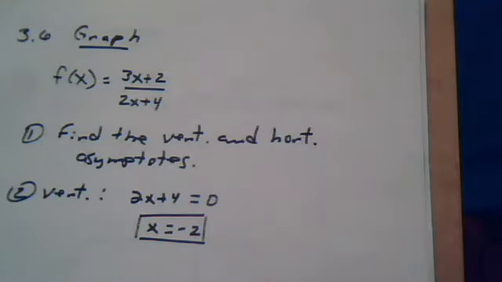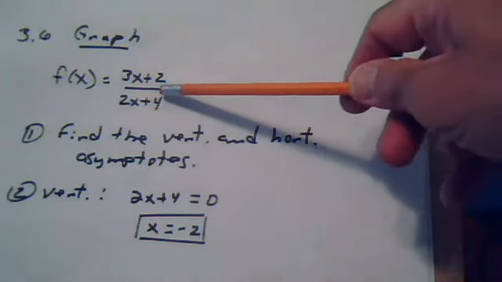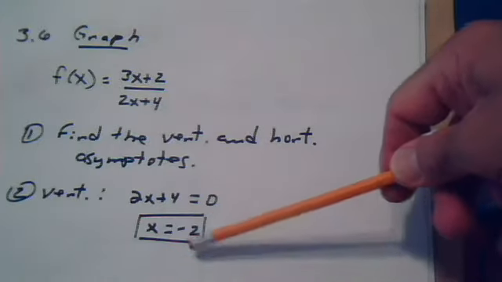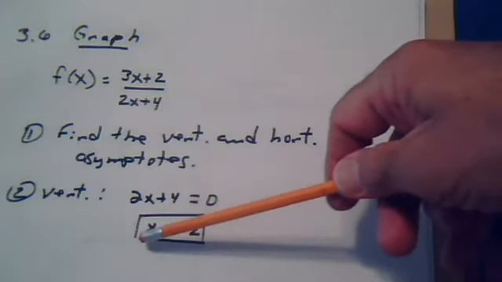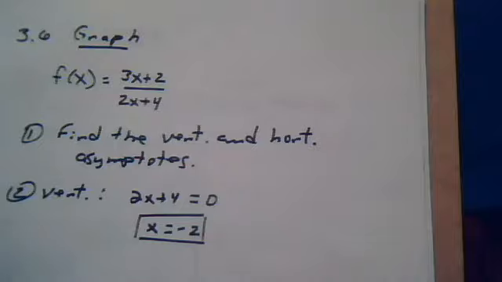Now that we know how to find them, we go ahead and graph the rational function. You graph it like any other one, but these will have those extra steps of finding the vertical and the horizontal asymptote. So let's find the vertical asymptote. You set the denominator equal to 0 and solve for x, and this will be x = -2, the vertical asymptote for this function.